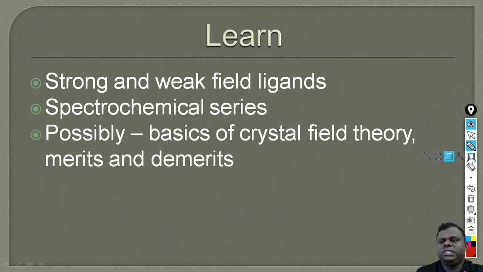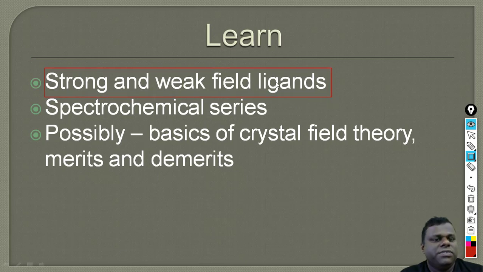Then learn these things: strong field and weak field ligands. Ligands which bring a greater degree of splitting are strong field, and they form low spin complexes. If the splitting is less, it is weak field, and they form high spin complexes. Then the spectrochemical series, the arrangement of ligands in order of their field strength, and possibly the basics of crystal field theory and its merits and demerits. If you can do everything, it would be absolutely great.